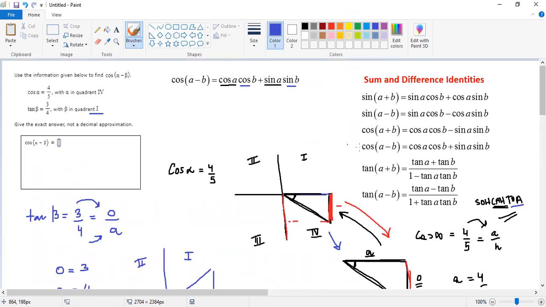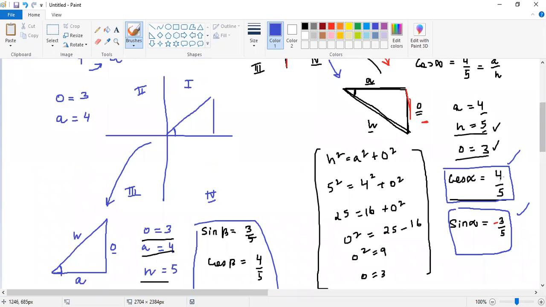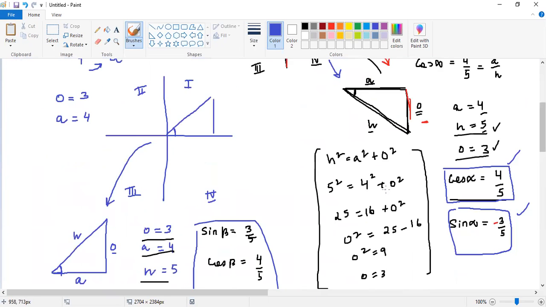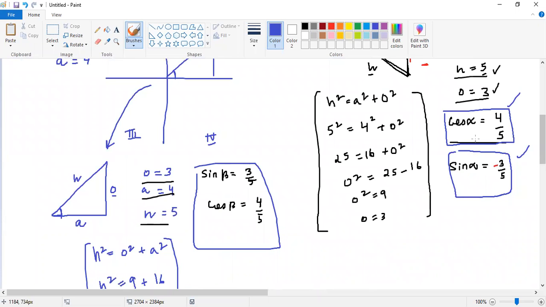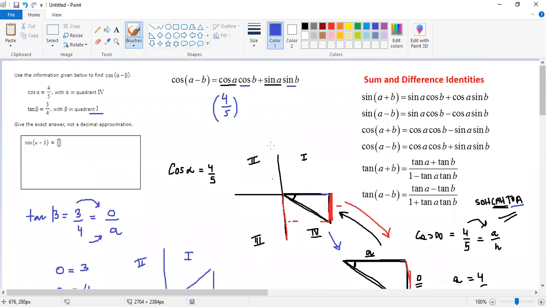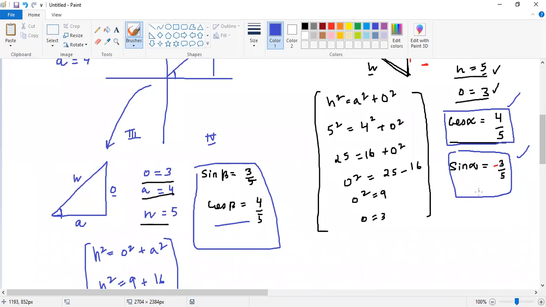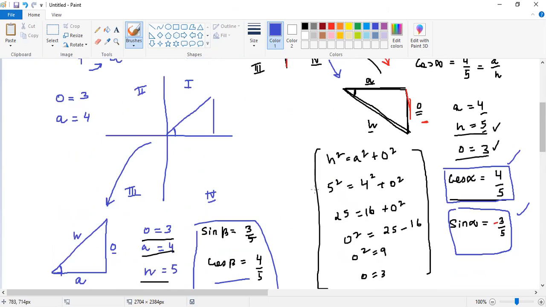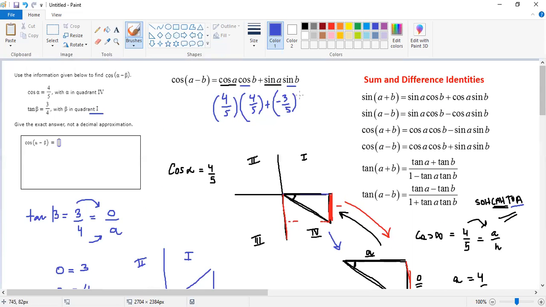So it's asking for cosine of A. We found cosine of A, cosine of alpha, which is 4/5. And cosine of B, we would come here, is also 4/5. So we have 4/5 for this one as well. Plus the sine of A, which in this case is going to be negative 3/5. And that's multiplied with sine of B, which in this case is 3/5.